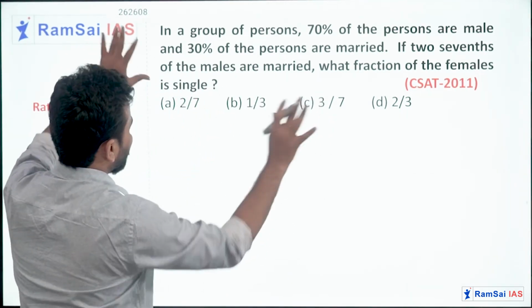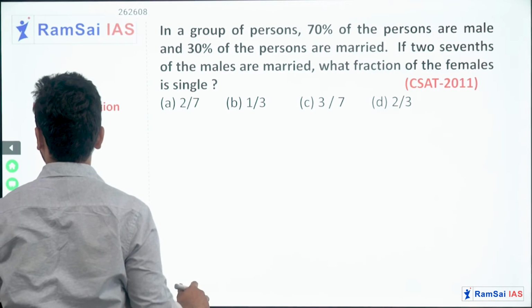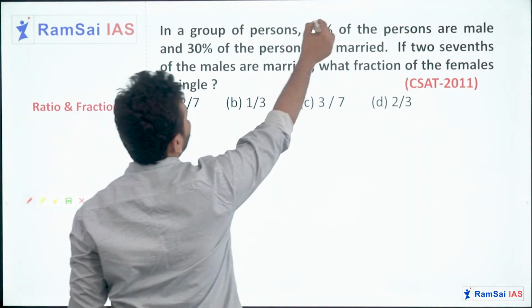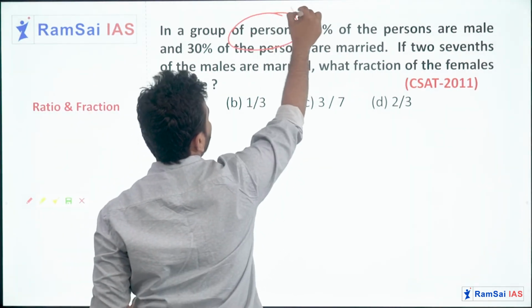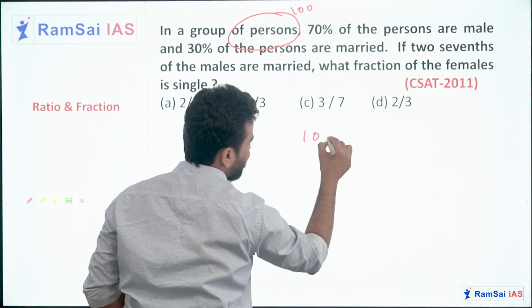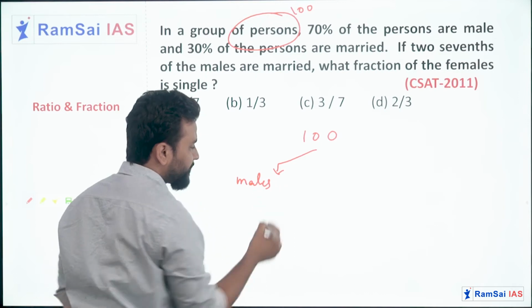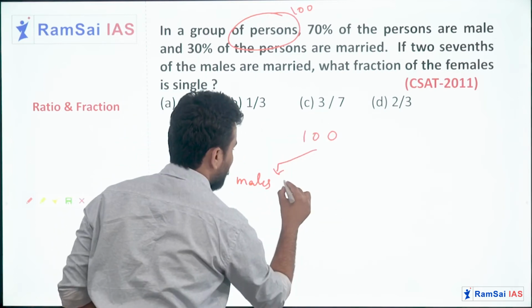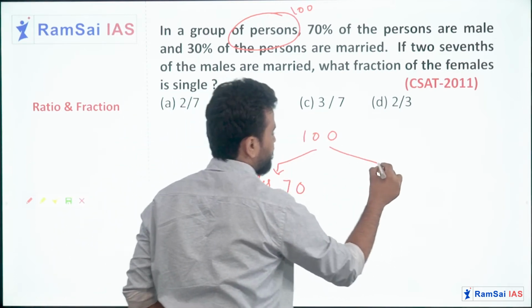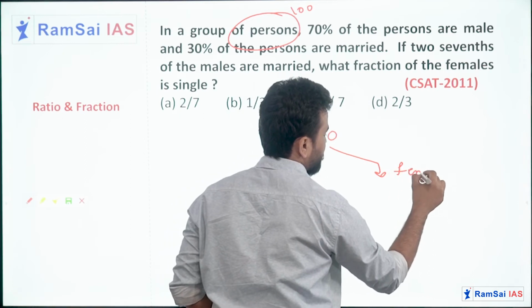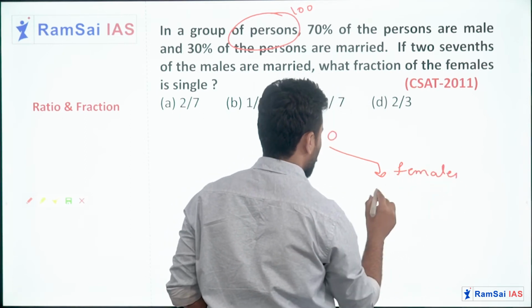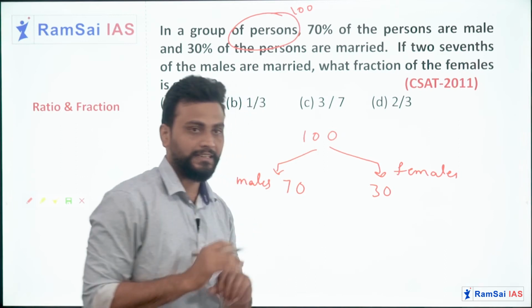Just imagine in a group of persons, I will consider total number of people as 100. Total how many people we have? 100. Out of 100, 70% are males. 70% of 100 is nothing but 70 only. And remaining are female. How many females we have? 30 members only.